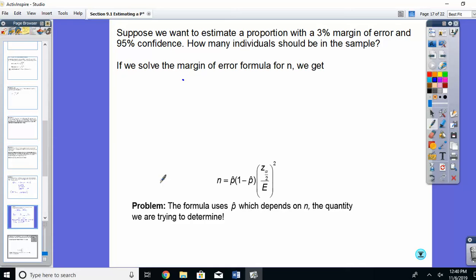In your confidence interval, I told you that the margin of error was the thing you are adding or subtracting. So we had the p hat plus or minus, and then this represented our margin of error: z alpha over 2 times the square root of p hat times 1 minus p hat over n. I am trying to find my n here. So if I were trying to get n by itself, what would I have to do with my z?